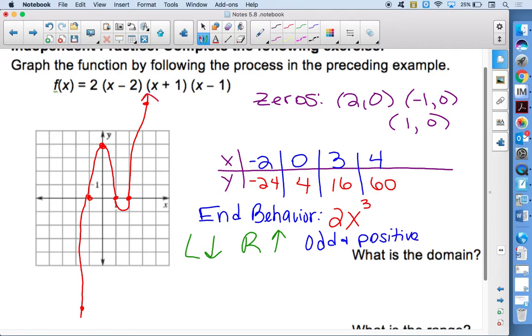So remember, these should be curves, turns, hills, valleys. It's never just flat, horizontal. So if you have two zeros next to each other, it has to go underneath and go back up to connect to the next one. Any questions? So the last thing, it says what is the domain and the range.